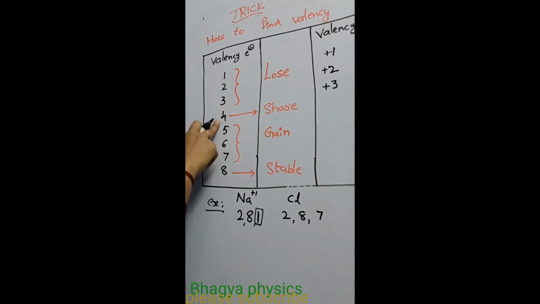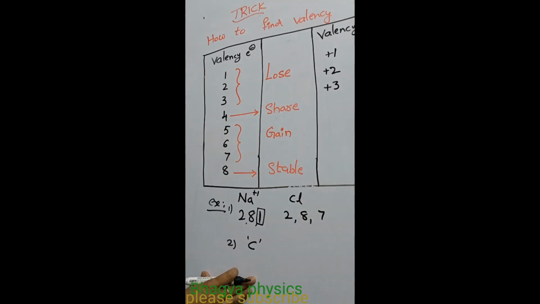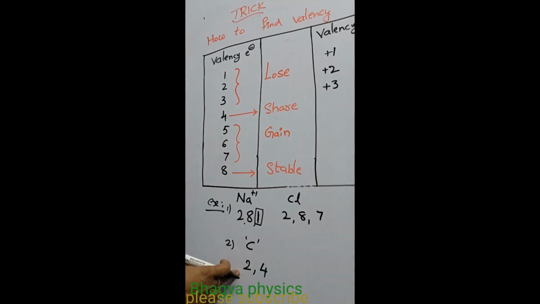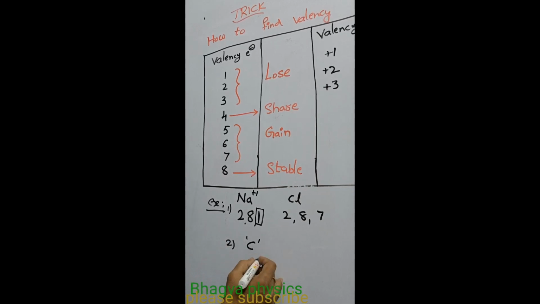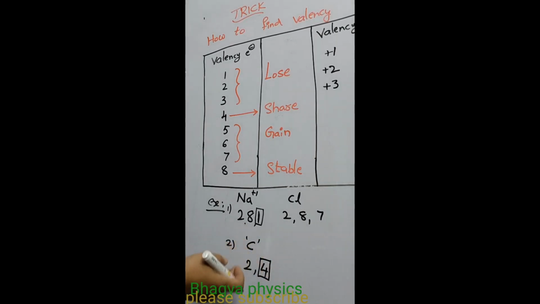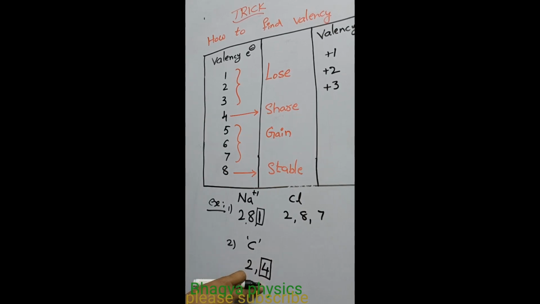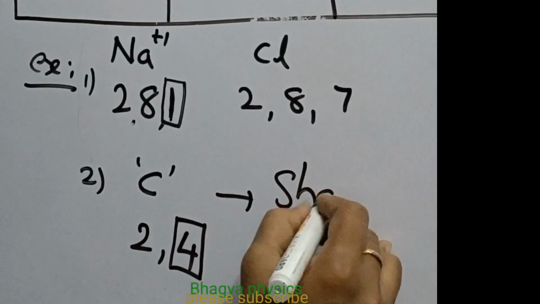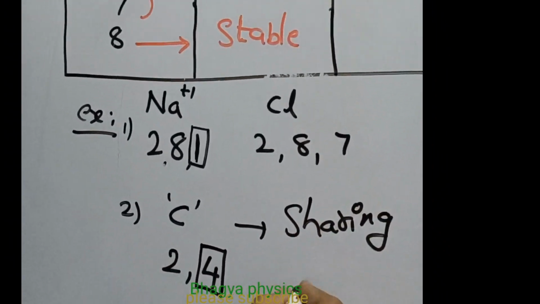Okay. Now come to 4 valency electrons. Take carbon. Carbon's atomic number is 6. The arrangement of the electrons in carbon is 2 and 4. So 4 valency electrons are present in the carbon atom. It is not easy to lose, and in the same way it is not easy to gain 4 electrons. That is why carbon always forms bonds by sharing of electrons.